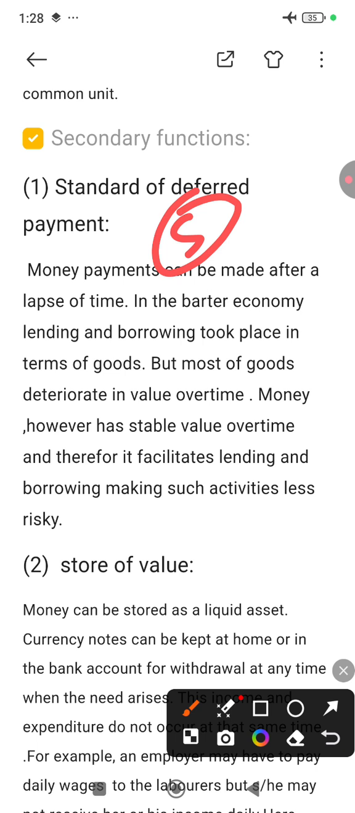So money, however, has stable value over time, and therefore it facilitates lending and borrowing, making such activities less risky, because you can pay the loans anytime, any place. No need to exchange goods for goods, because money has the standard of deferred payments.